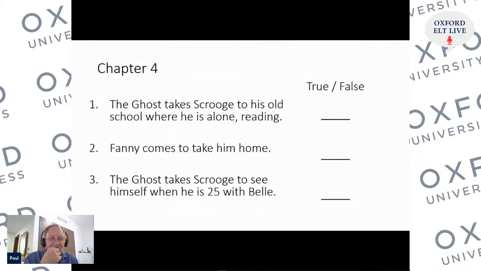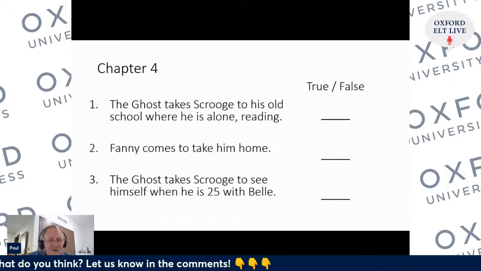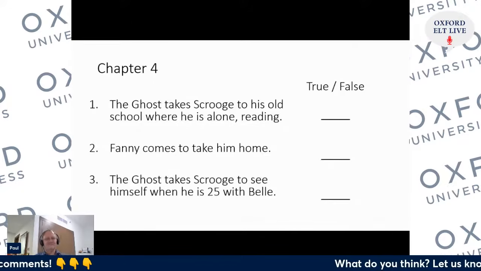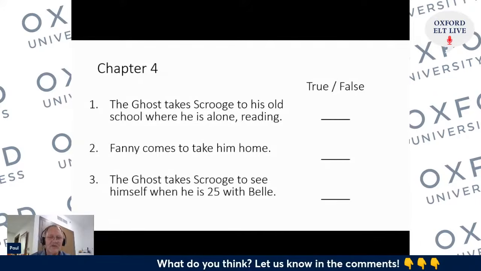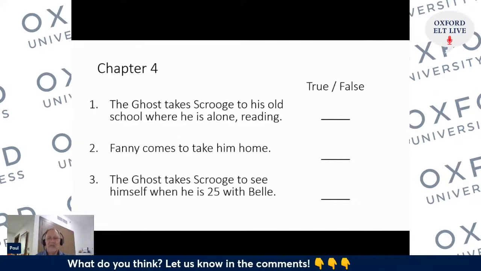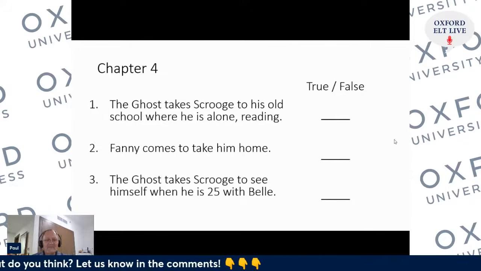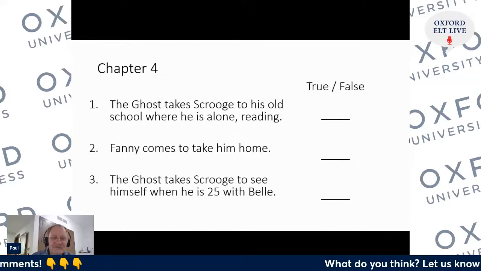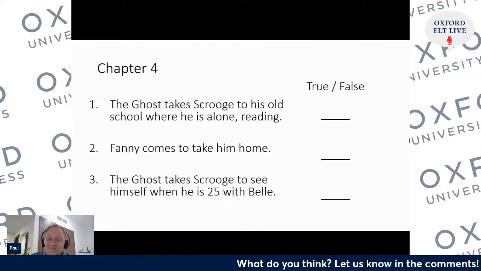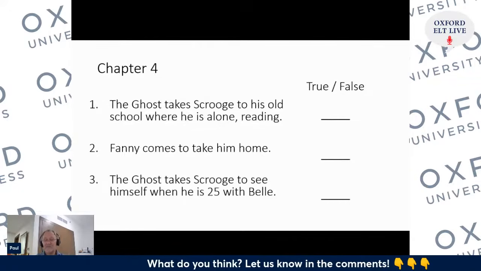So, there we have the Ghost of Christmas Past, and let's have a look at a few important points in chapter 4. True or false? One: The ghost takes Scrooge to his old school where he is alone reading. Two: Fanny comes to take him home. Three: The ghost takes Scrooge to see himself when he is 25 years old with Belle.